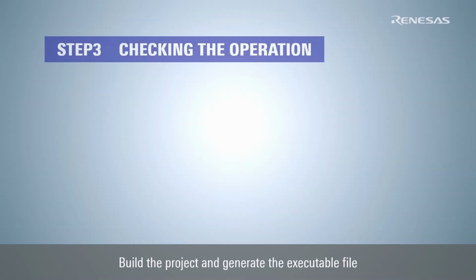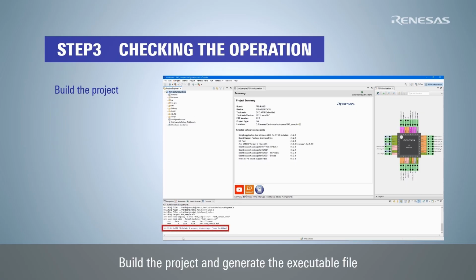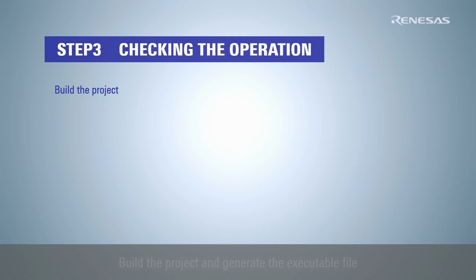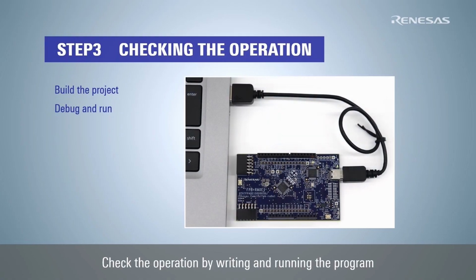This final chapter describes how to check the program operation. Build the project to generate the executable file. To build the project, click the project name in the Project Explorer view and click the hammer button. Confirm that there are no errors after the build is finished. Connect the PC and the Fast Prototyping Board via a USB cable.